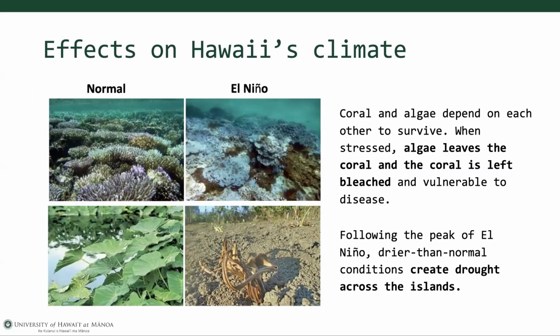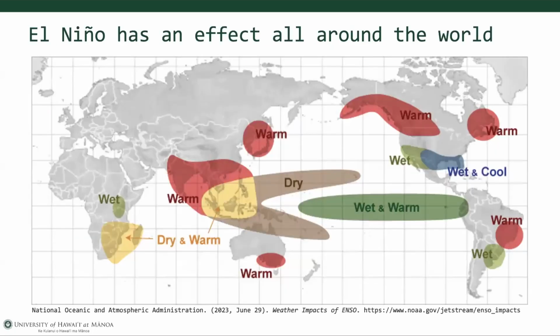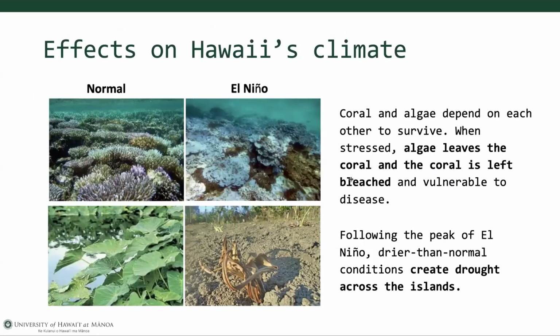So under normal conditions, we have all the corals with the algae, but under El Nino conditions, when the waters start rising up in temperature, the algae starts leaving the coral, and then the coral is left bleached. So this is a vulnerability for the corals or the marine habitats. Whereas on the land side, as you can probably tell by the previous picture, Hawaii is right here on the tail when dry conditions happen. So we have less rainfall. Less rainfall means more agricultural stress for droughts in general.